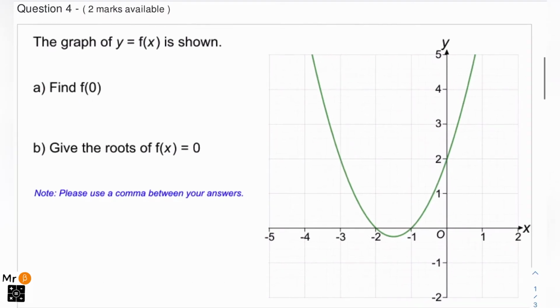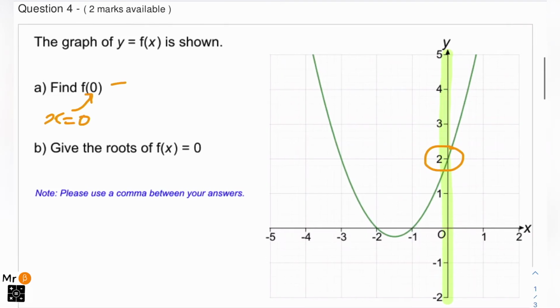Question 4. It's key to know the difference between part A and part B. Part A, it's told us that the x value has to equal 0. So again, we are looking on our graph where x is 0, and that is your y-axis. And we've just got to work out where it crosses your y-axis. So we know that f of 0 has to equal 2.